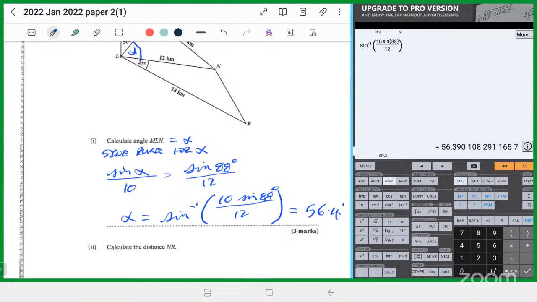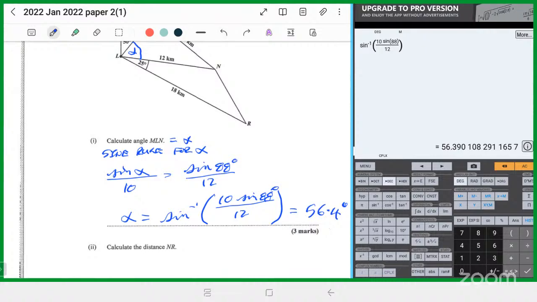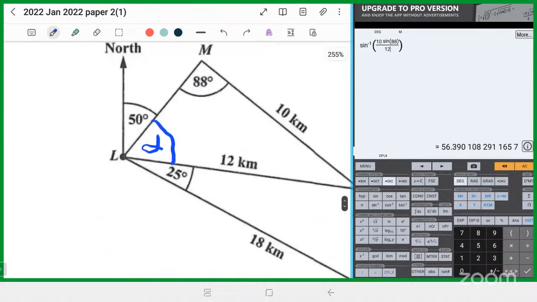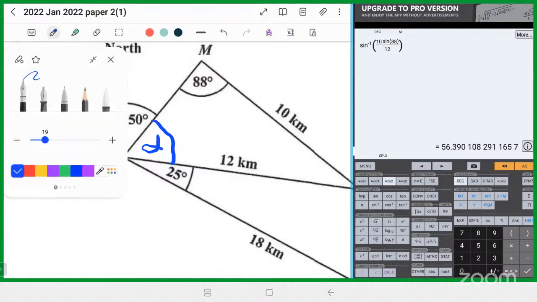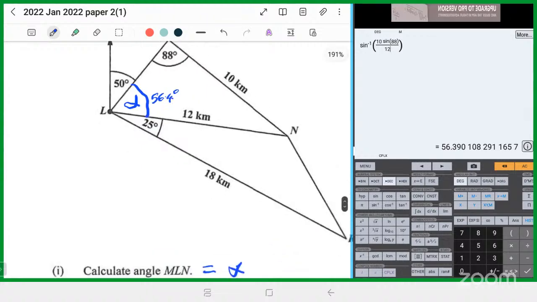56.4 degrees. We're going to choose the calculator for one decimal place. And as you find it, put it on the diagram. All right, 56.4. I'm going to write 56.4 degrees right here. So now we know that angle.